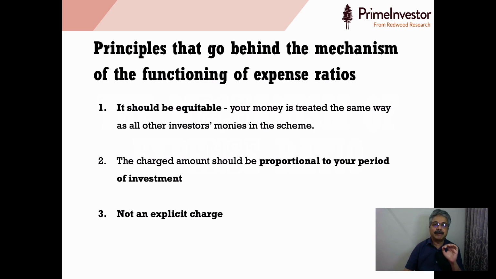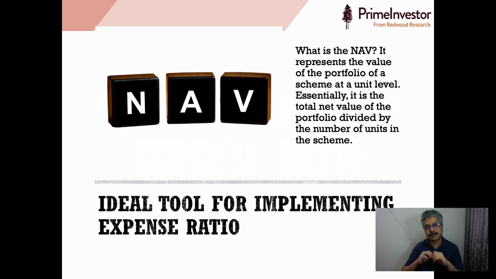The best way that they found to implement the expense ratio is to use something that is fundamental to all mutual fund schemes, and that is the NAV. What is the NAV? It represents the value of the portfolio of a scheme at a unit level. If the value of the entire portfolio of a mutual fund is like 1 crore, and there are 1 lakh units in that mutual fund, then the value of the NAV is 1 crore divided by 1 lakh, which is 100, right? So that is the way NAV is calculated.